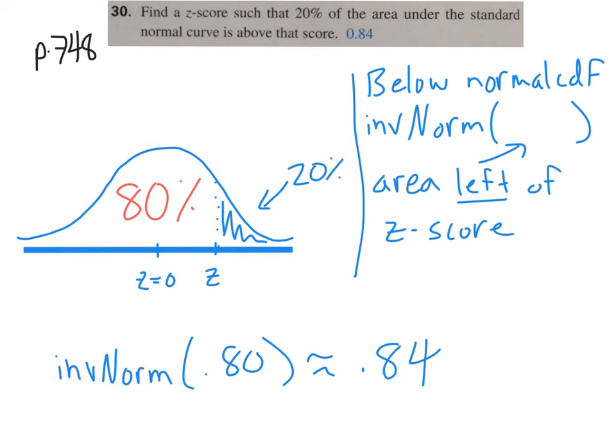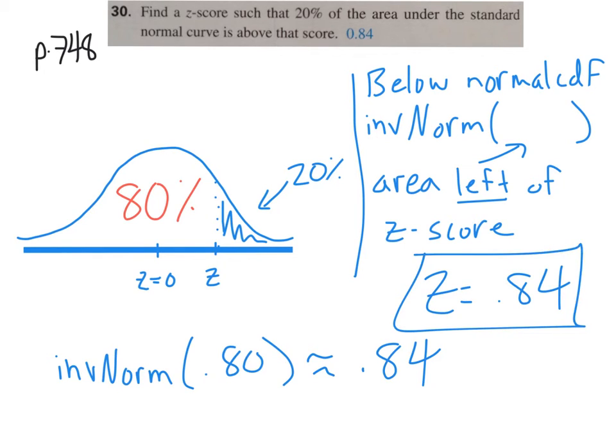Now, keep track of what you're doing. This time they gave us a percent, they wanted a z-score. So this isn't 84%, right? This is a z-score. This is z equals 0.84. What is a z-score? Well, remember, a z-score is how many standard deviations above or below the mean you are. So z equals 0.84 just means it corresponds to some raw score that is 0.84 standard deviations above the mean.